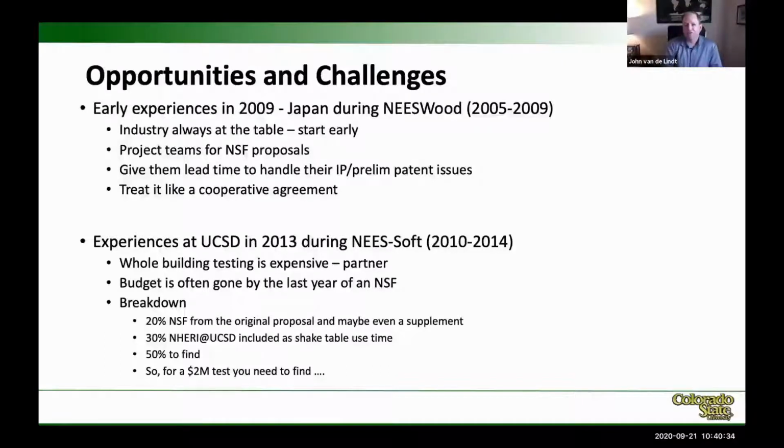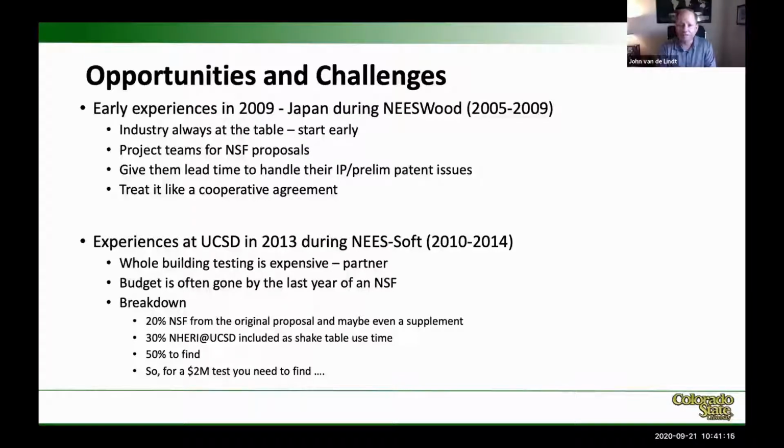For project teams for NSF proposals, I also think it's a great idea to include them as senior personnel, not necessarily paid unless they're a direct consultant. And then another thing I noticed, in Japan and here as well, is ensuring that you give them lead time to handle their intellectual property and preliminary patents and things like that if they need to do something. So you have to lay the timeline out early enough, because they know how long those things take. We don't always know that. And so that they can work with their colleagues to make sure that that's in place.